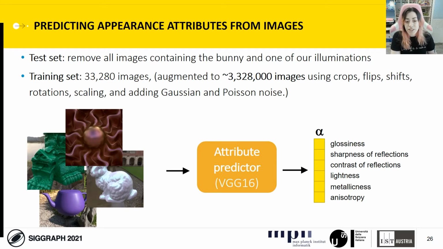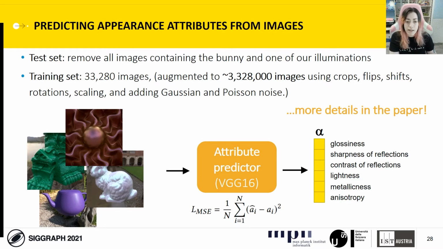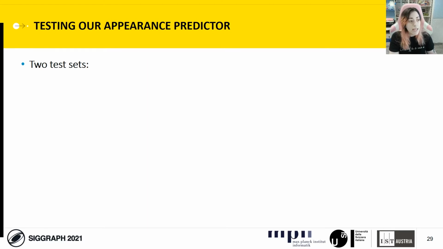We use a VGG16 architecture, and since we are interested in regression and not classification, we remove the last layer of the network and introduce a fully connected layer which outputs a 6-dimensional attribute vector. Since we are interested in predicting continuous attributes from each image, we use the mean square error as a loss function. We actually tested different architectures and loss functions, so if you are interested, please check the paper for more details. Then after training, for testing our appearance predictor, we use mainly 2 test sets.